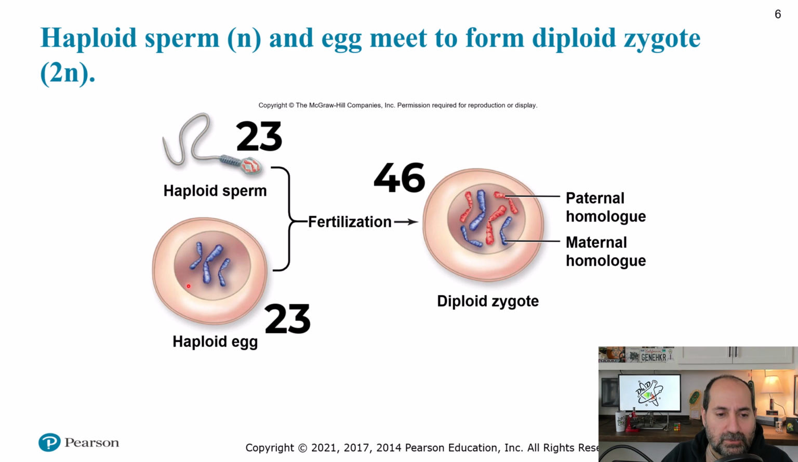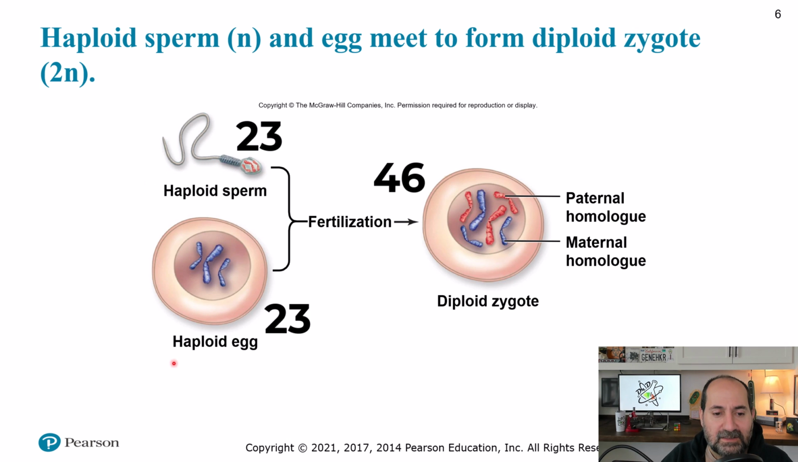And I'm going to show you how the sperm and the egg got those chromosomes and why they only have 23 chromosomes. That's the process of meiosis. That's what we're going to be discussing today, how the sperm and the egg formed. But you should know that these are not called diploid cells. These are called haploid cells. So this is the haploid sperm. This is the haploid egg.